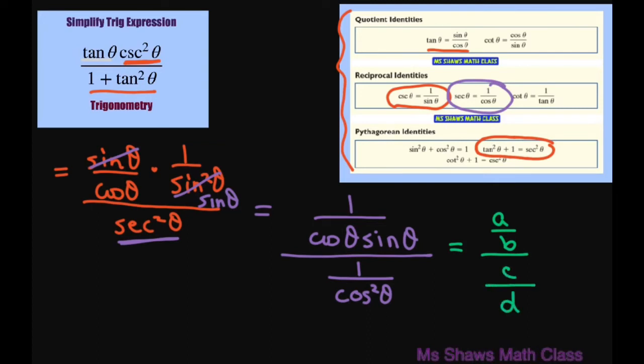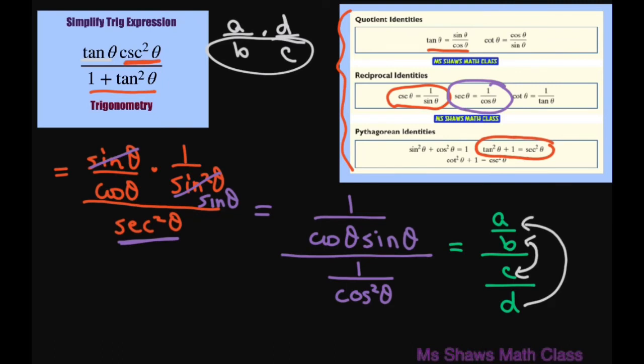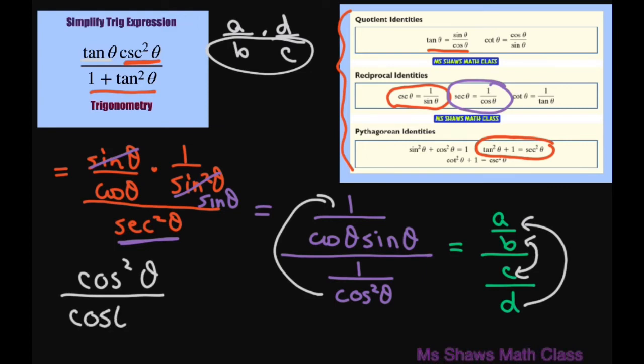Now this has the form a divided by b divided by c divided by d, a complex rational. And you can write this as a divided by b times d divided by c. So basically what we're doing is we're multiplying these two together, b and c, and a and d. So we're going to multiply these two together here, and we're going to get cosine squared of theta divided by cosine of theta sine of theta.